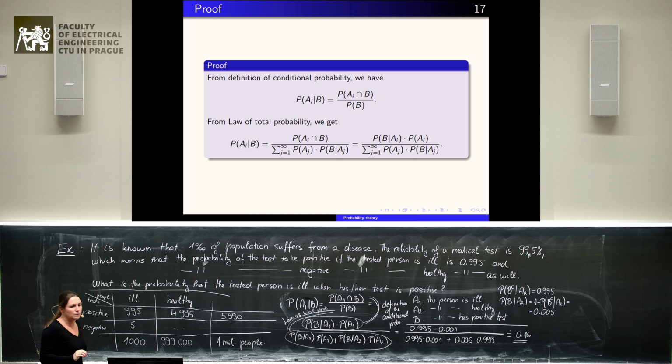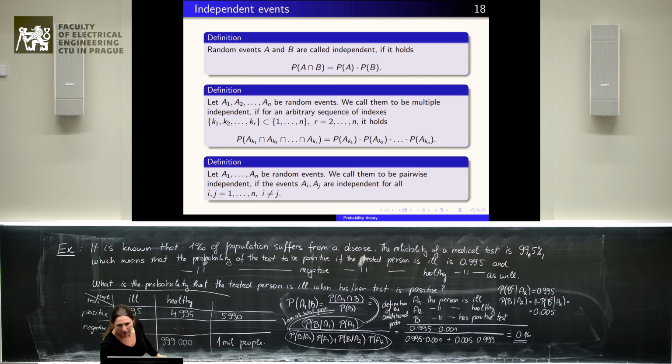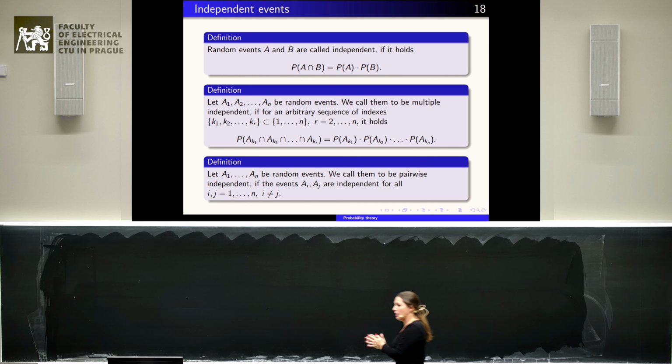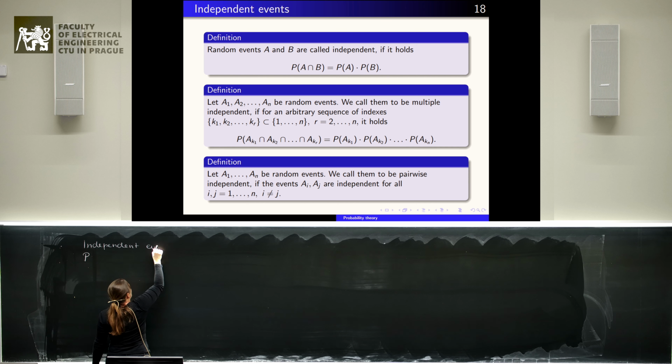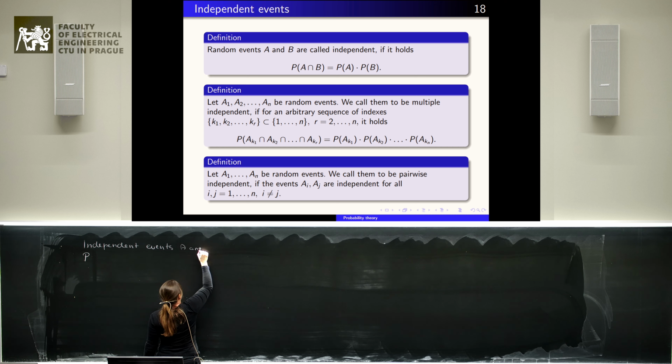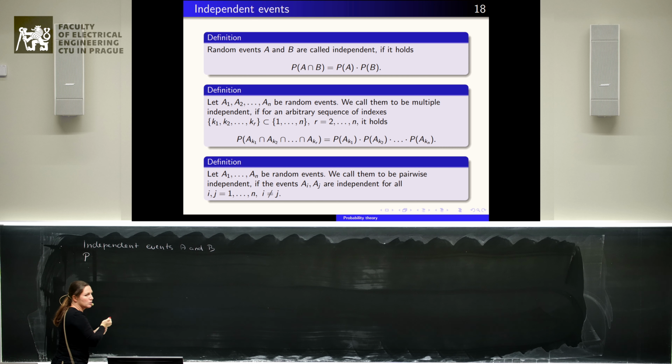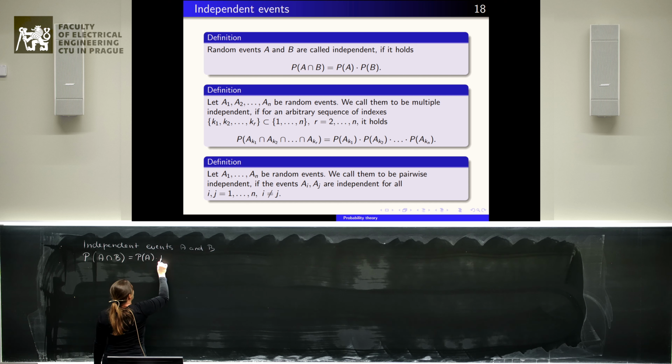Okay. So the last thing I will show you is the definition of independent events and the connection with conditional probability. In the literature, you can find two different definitions of independence of two events. The first one, which I introduced on the slide, is that the probability of the intersection of A and B is equal to the product of their probabilities.